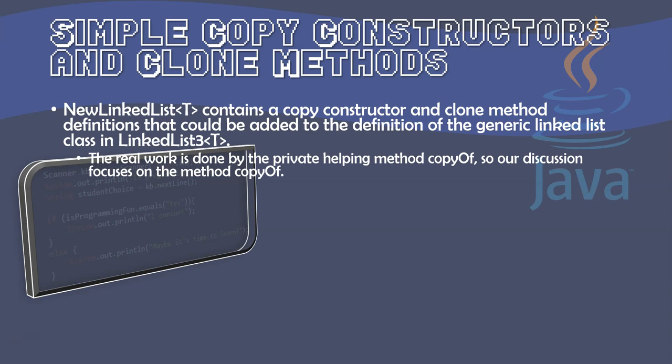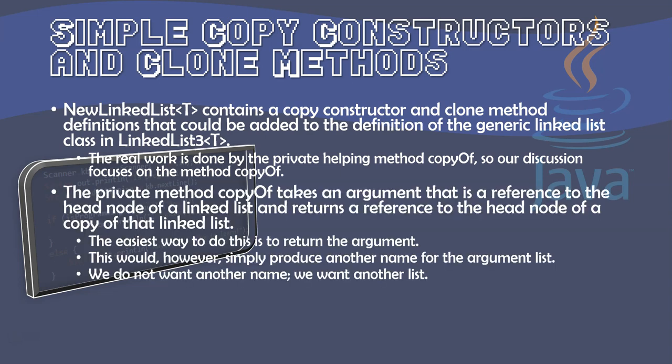Now, the real work is being done by the private helping method copyOf. So our focus today will be on that method. That method takes an argument that is a reference to the head node of a linked list and returns a reference to the head node of the copy of the linked list. The easiest way to do this, of course, is just to return the argument. This, however, simply produces another name for the argument list, and we do not want another name. We want instead another list because we're trying to make a copy.